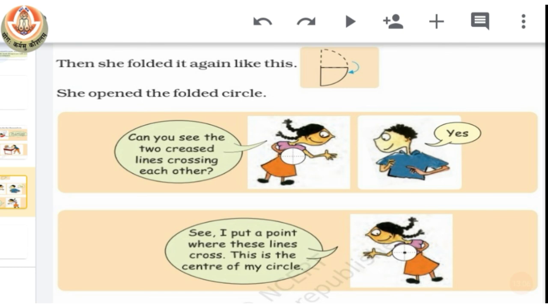So class, today we have learned so many things, like the relation between radius and diameter, how we can make various designs using a compass, and also how we can find the center of a circle without a compass.